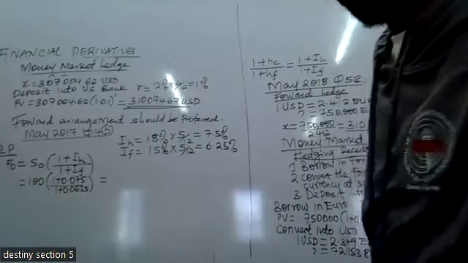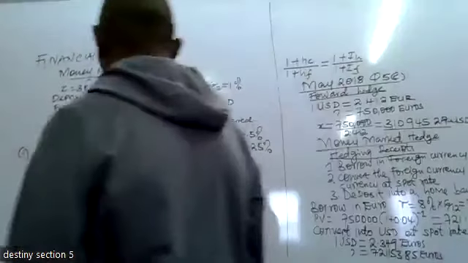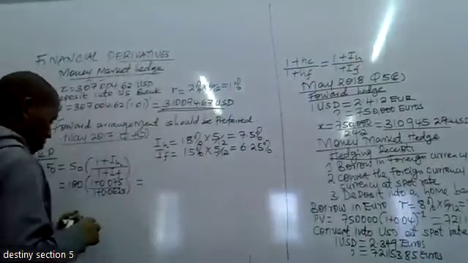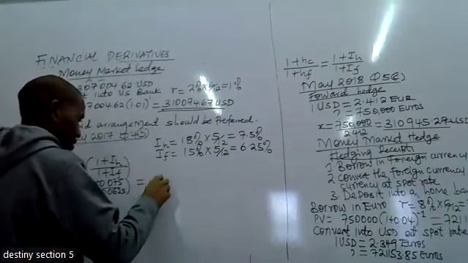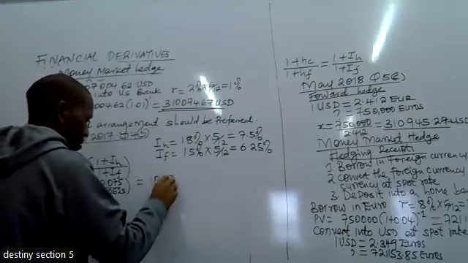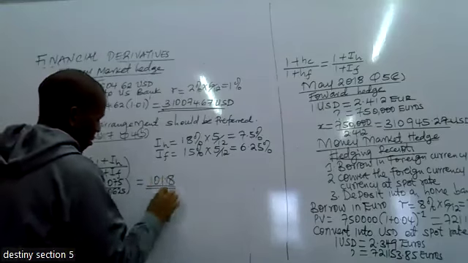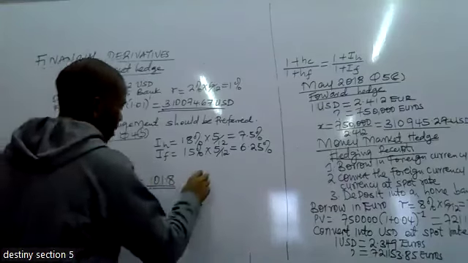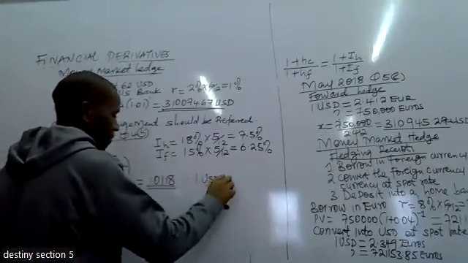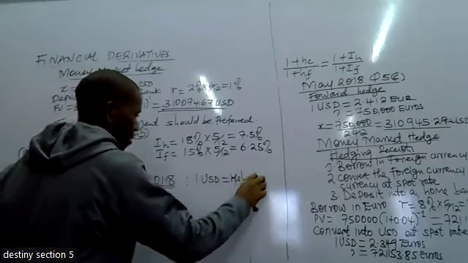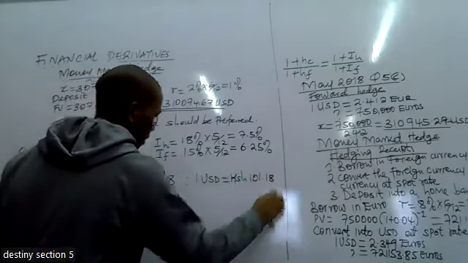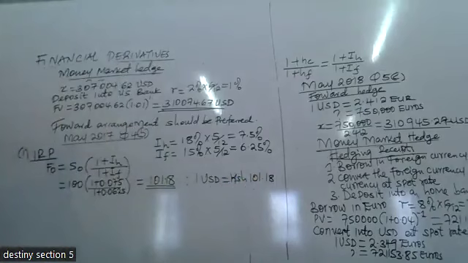Will give you how much? 101.18. That is our forward rate. So $1 equals how many Kenyan shillings? 101. That is our forward rate.